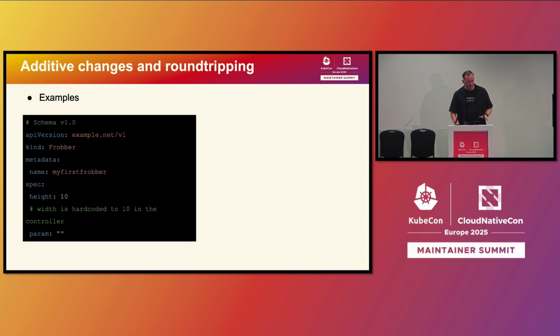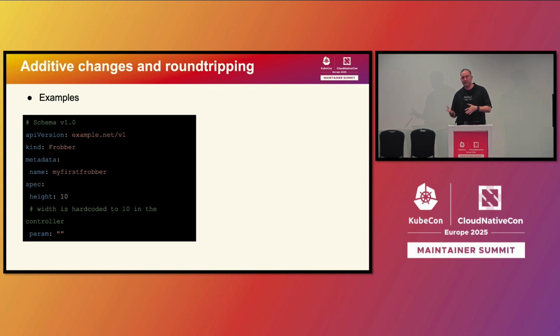Here's an example. This is a very simple CRD. This is actually the one that's in the API changes docs. This is a throbber, and it has a height and a params field. The width is hard-coded to 10 in the controller. The controller just assumes that the width is always 10.